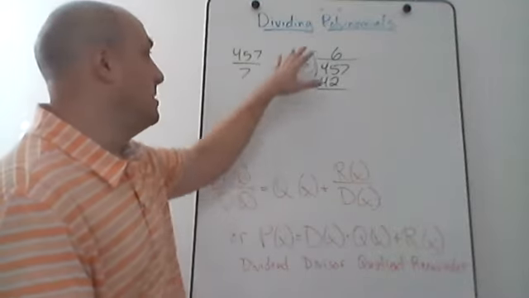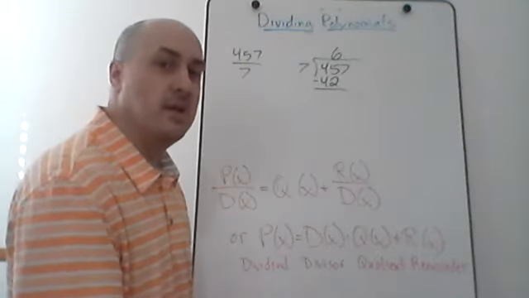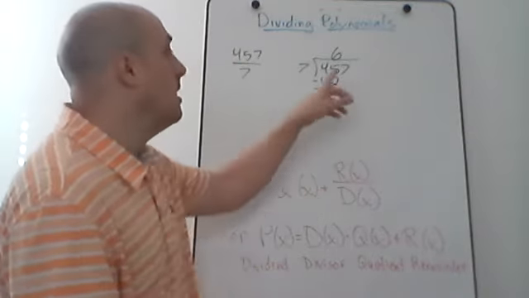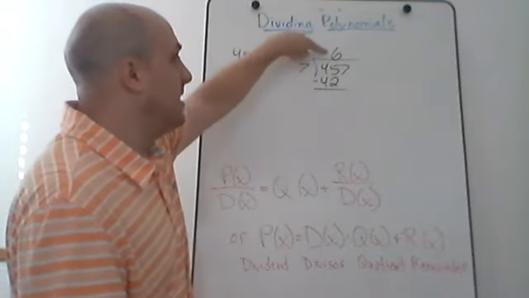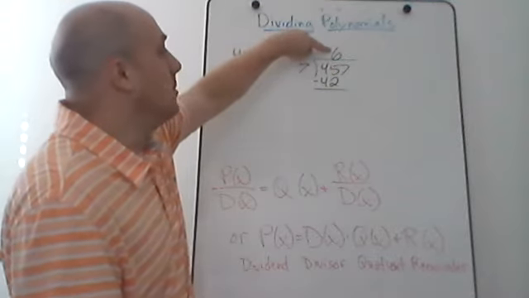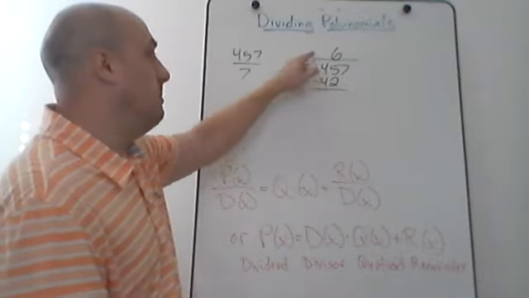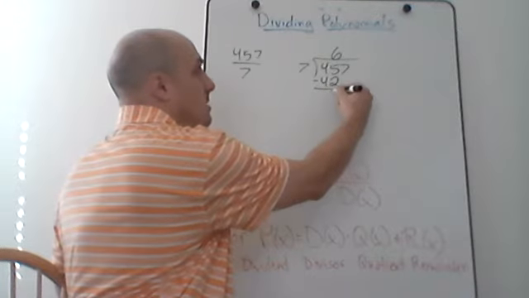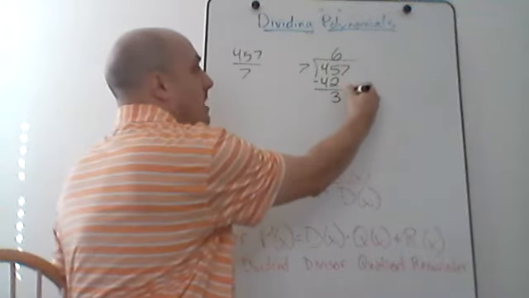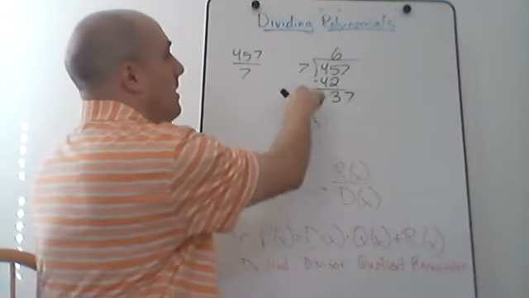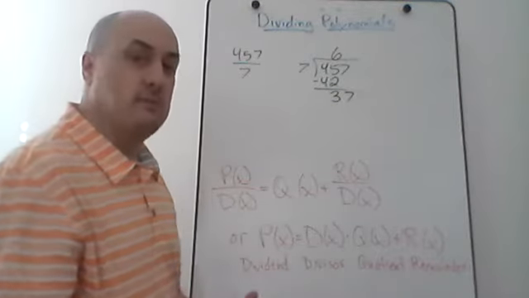When we do long division of polynomials, we're going to follow the same process, just with polynomials instead of numbers. So I put 7 into 45, I get 6, write that answer up here, multiply 6 times 7, put the 42 down below, subtract, 45 minus 42 equals 3, and then I bring down the 7 from up here, and then I do 7 into 37 and repeat the process.